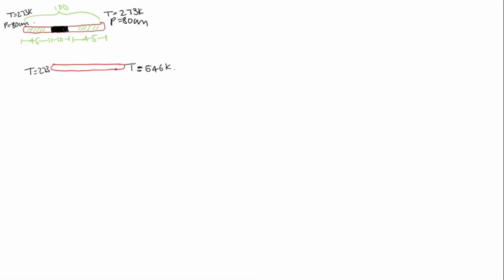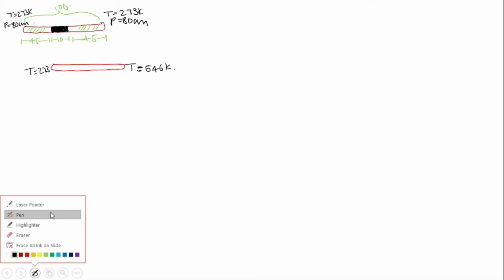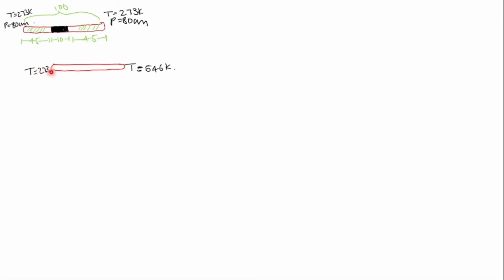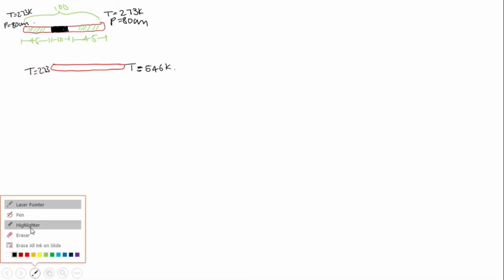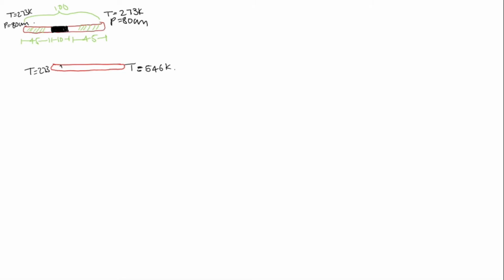Now as the temperature is more over here, it will exert more pressure, so the mercury will move towards this end. So now it will be towards this part. For this mercury to be in equilibrium, the pressure on both the sides will be equal. If you consider the pressure at this end is P1 and the pressure at this end is P2, then P1 will be equal to P2.